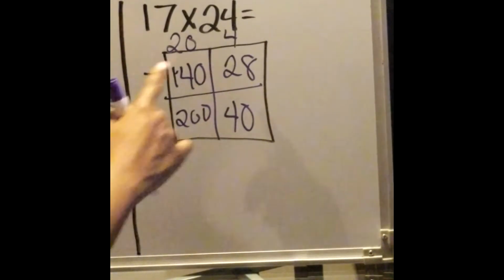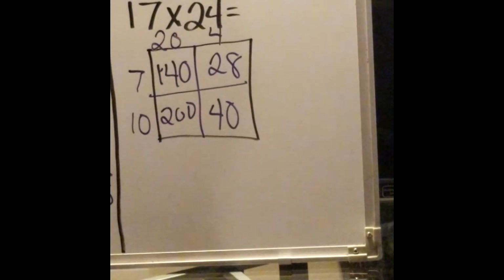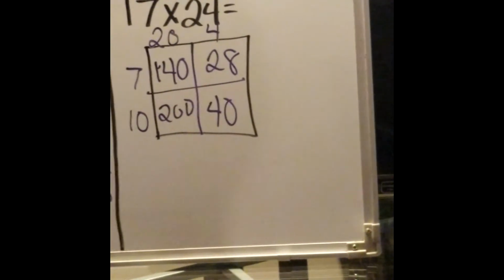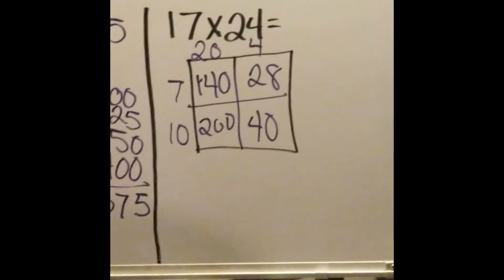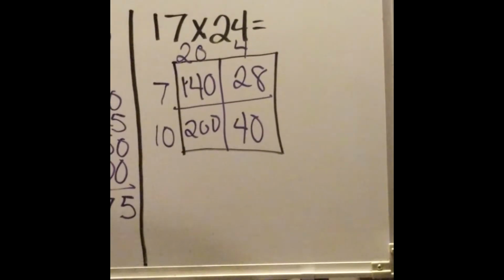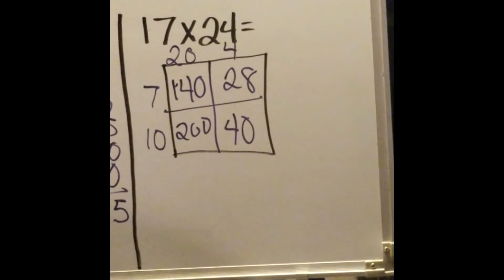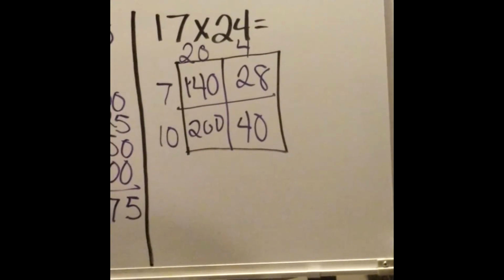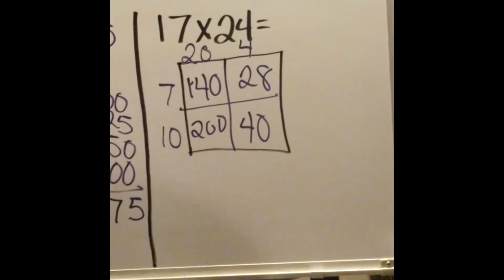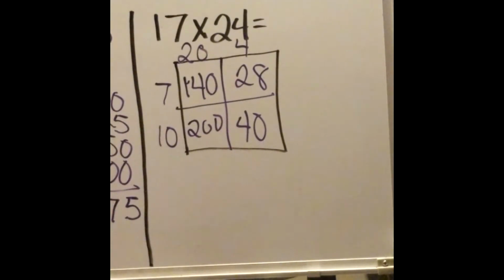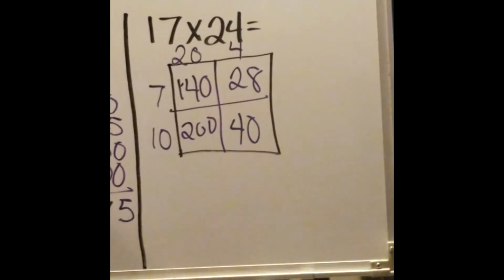Great. I need to add up all 4 of my partial products. Let's do that. I'll actually give you a couple of seconds to get started before me to see if you can come up with your own sum of your partial products. Okay, let's see if you found the correct sum for these partial products. If you did, make sure you give yourself a pat on the back.